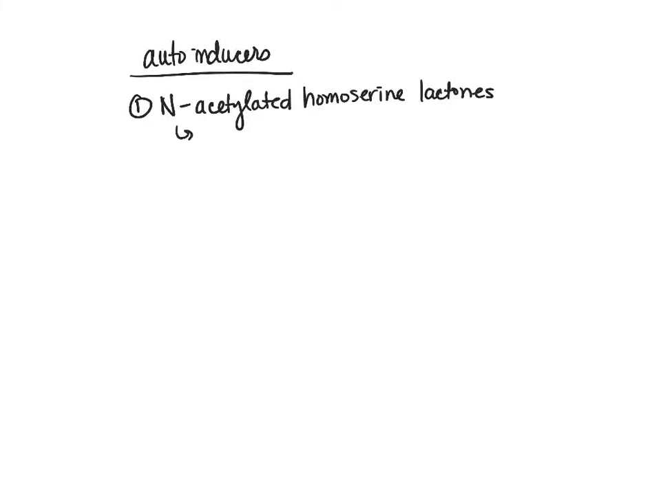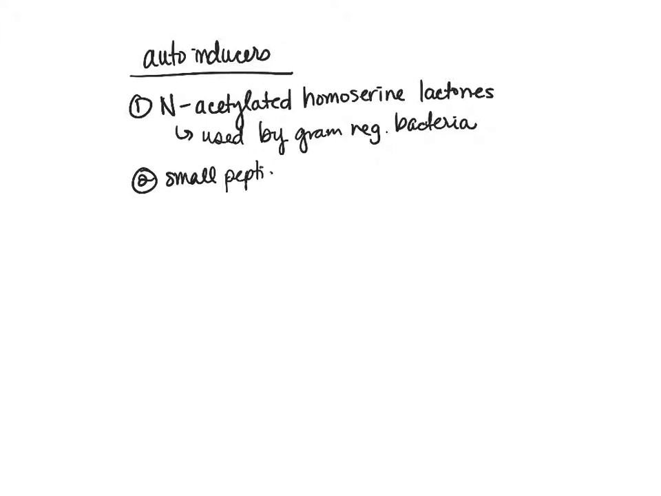And these are used by gram-negative organisms or gram-negative bacteria. And then secondly, we have our small peptides. And these are used by gram-positive organisms or bacteria. So this quorum sensing is going to use these two main molecules.